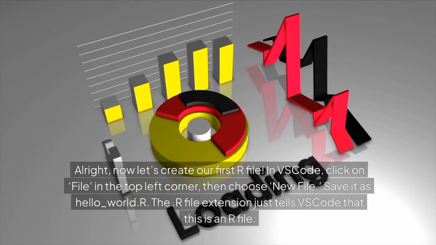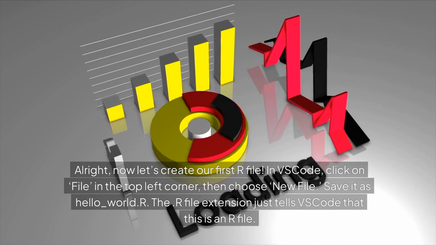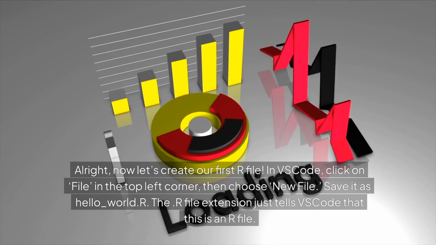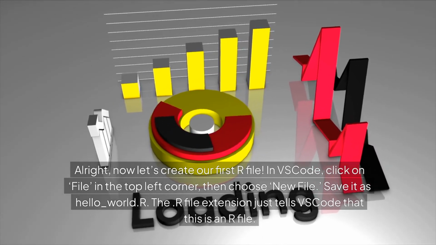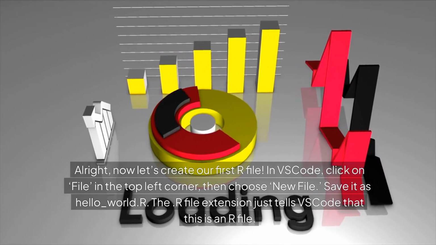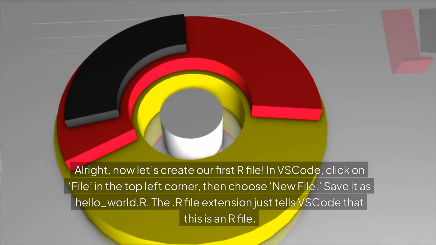Alright, now let's create our first R file. In VS Code, click on File, in the top left corner, then choose New File. Save it as hello_world.R. The .R file extension just tells VS Code that this is an R file.